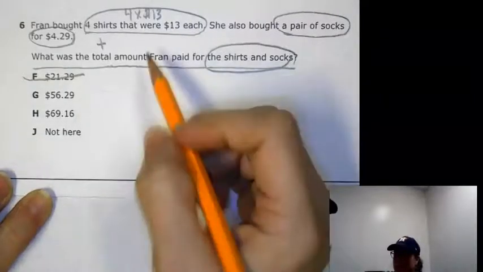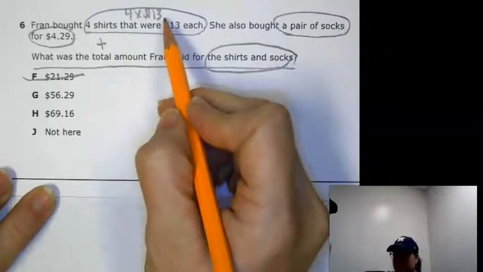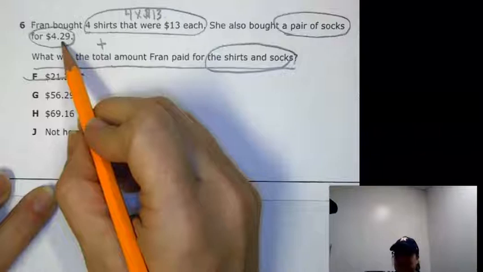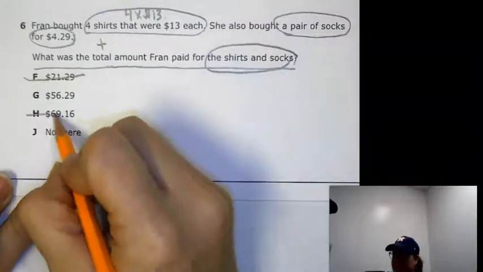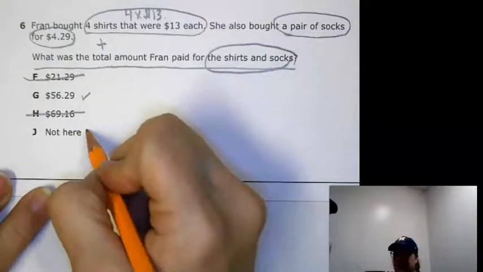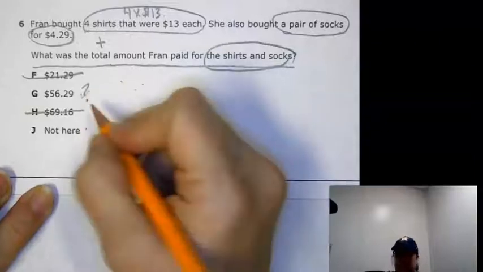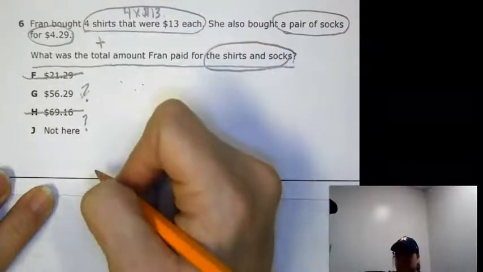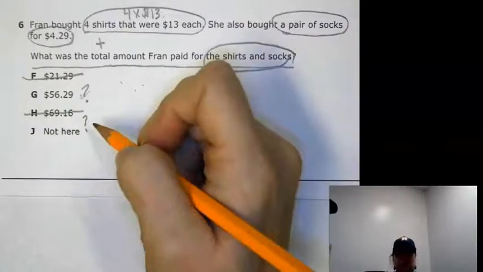Okay. I can also say to myself, well, this is $13 even, so I'm going to multiply 4 times 13. I'm going to get an even number. Then I'm going to add this 4.29. So my answer is going to end with 29 hundredths or 29 cents. So it can't be H. That one ends in 16 cents. So now I need to check and say, is this correct or not? If it's not, then I'm going to choose not here. Okay, so we have a question mark. This might be our answer, we're not sure. So then you would do your UPS check and you would figure out which of these answer choices is correct.